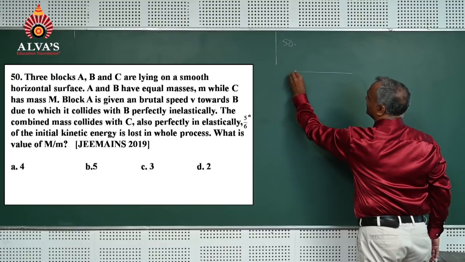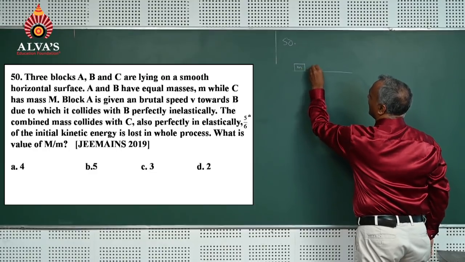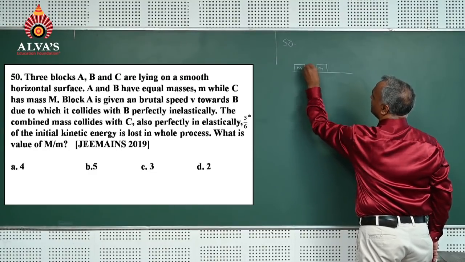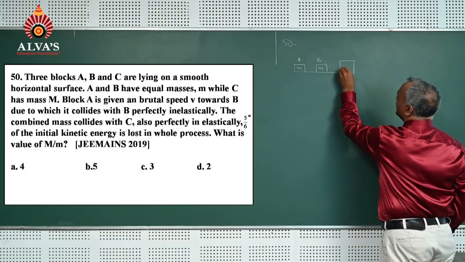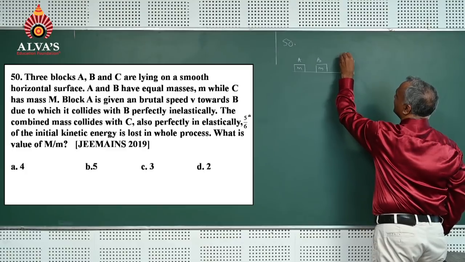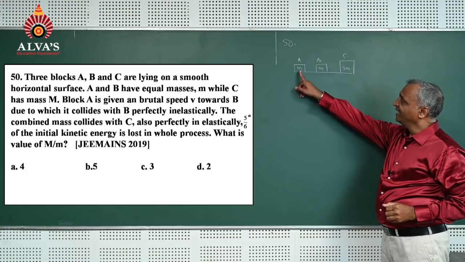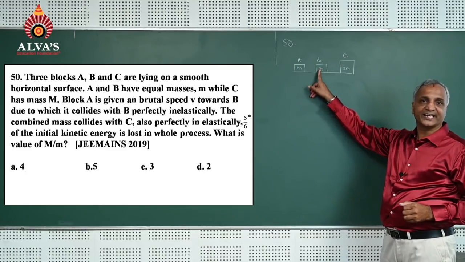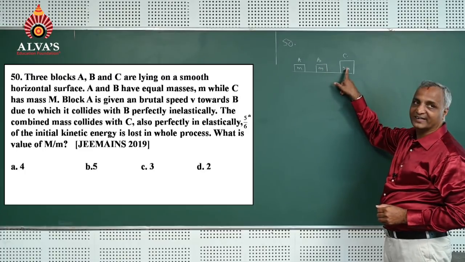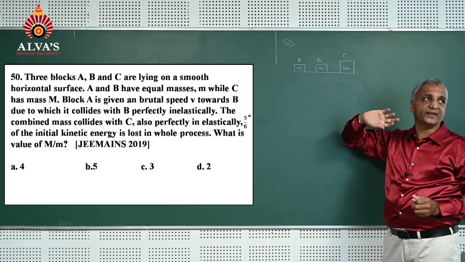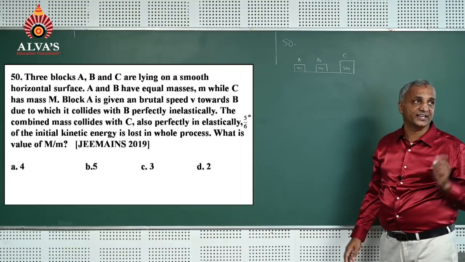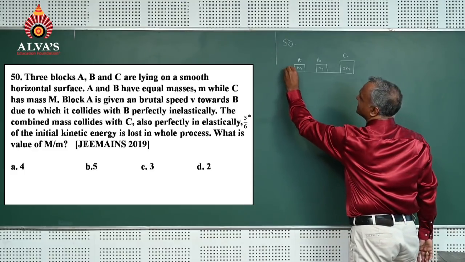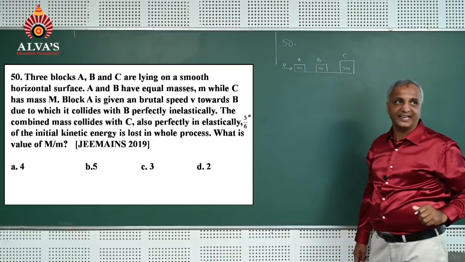The condition is like this. This mass m and another mass m. So this is A and this is B, and the third mass C is M, it is given. This is mass C, and this collides perfectly inelastically with this, during which the energy lost is 5/6 of the initial kinetic energy. Suppose initially this is given a velocity v, say.